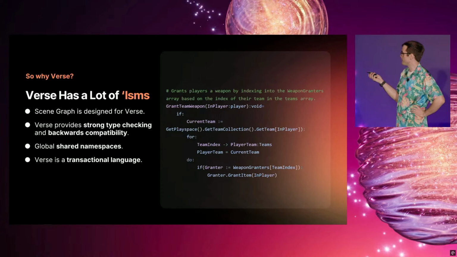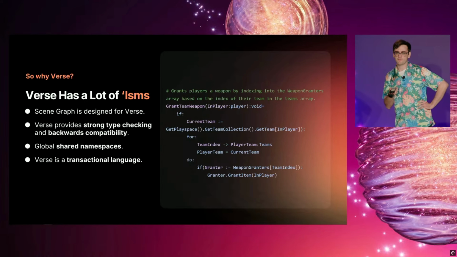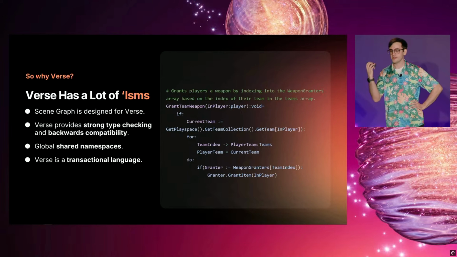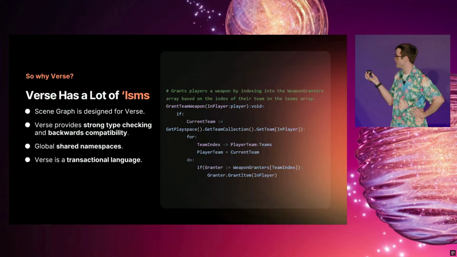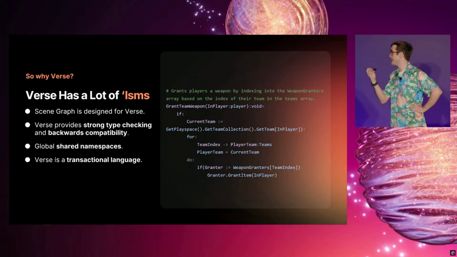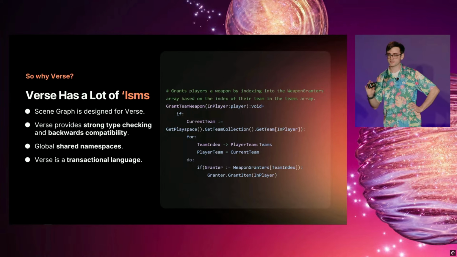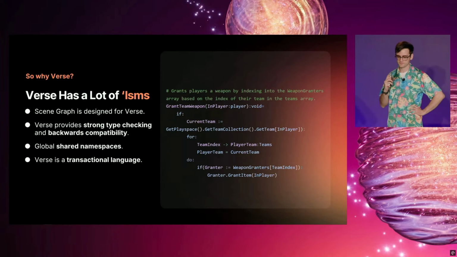I have an example here, where this grant team weapon function takes a player, and it gets their team by getting the play space, getting the team collection, getting the team for that player. All of those function calls are failable. And if an error occurs at any one of them, this entire context gets rolled back. It doesn't break your experience. Everything keeps chugging along smoothly.